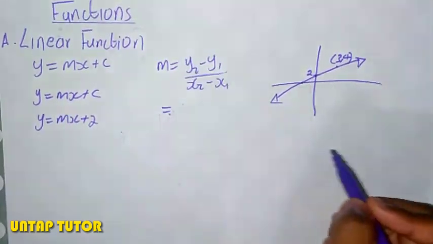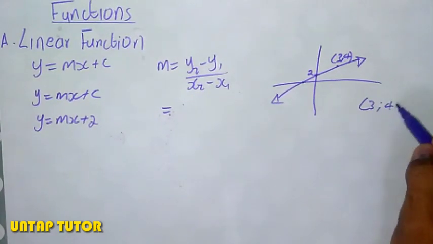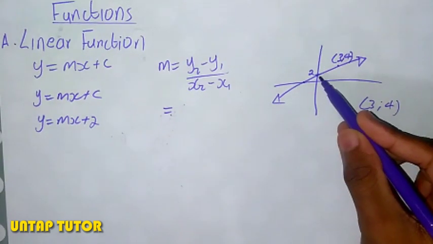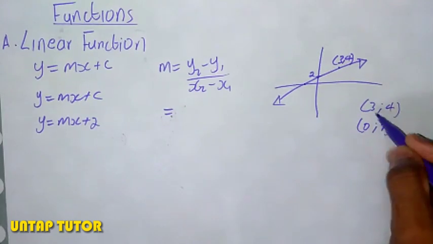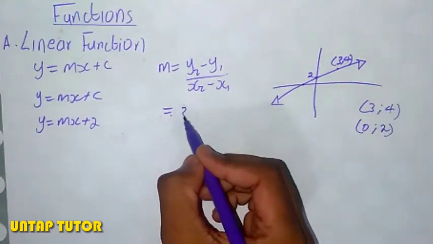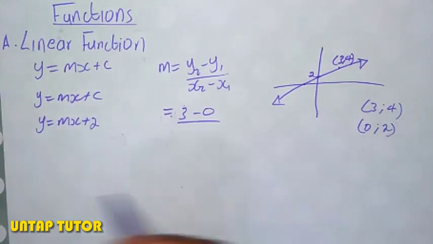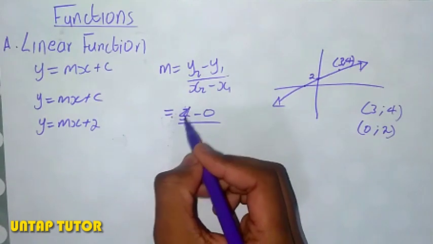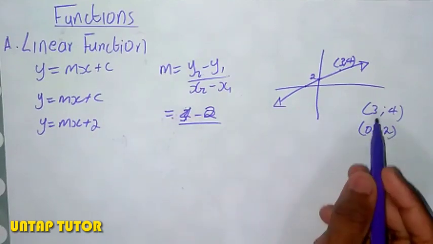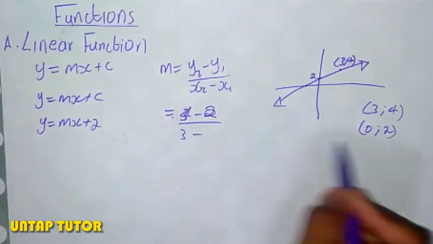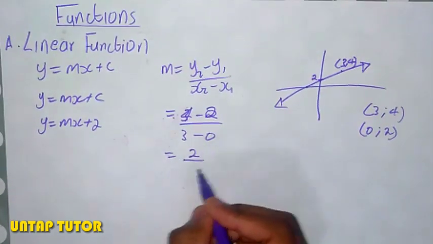We have y2 minus y1 and x2 minus x1. So we need 2 points. We already have (3, 4), and then they gave us the intercept. The y is 2 at the intercept. Since it's the y-intercept, we know that x is 0, y is 2. So our x2 is going to be 3, and our x1 is 0. Sorry, we need to say y2, which is 4. So y2 minus y1 is 4 minus 2, then x2, which is 3, minus x1, which is 0. So this is 4 minus 2, which is 2, over 3 minus 0, which is 3.